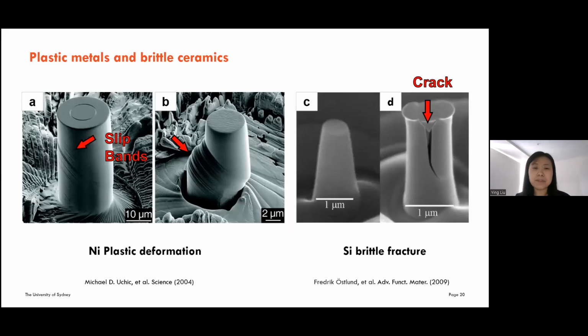In material science, people's basic understanding of materials is that metals show excellent plasticity due to the metallic bond, while ceramics are usually brittle due to the covalent or ionic bond. Here are two examples of plastic deformation in metal nickel and brittle fracture in ceramic silicon.